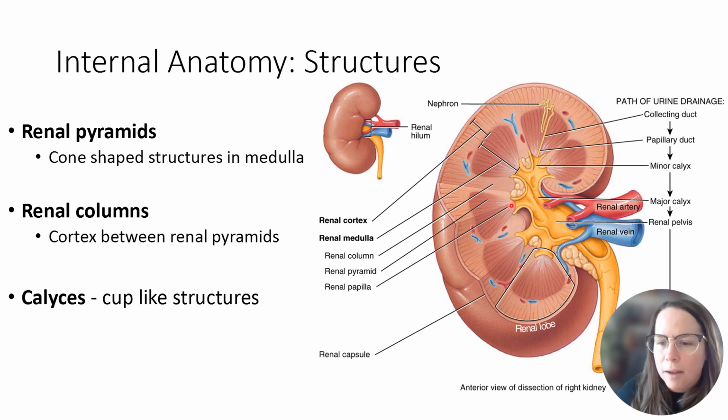Now, as we look at these pyramids, you will notice at the tip here, it kind of sits in this cup-like structure. This cup-like structure is called a calyx. In this case, it's called a minor calyx, and it's going to collect the urine from that pyramid. And multiple minor calyces will then filter into a larger cup called the major calyx. So we go minor calyx, major calyx. Those are the collection areas as we flow into the renal pelvis to go out of the ureter.